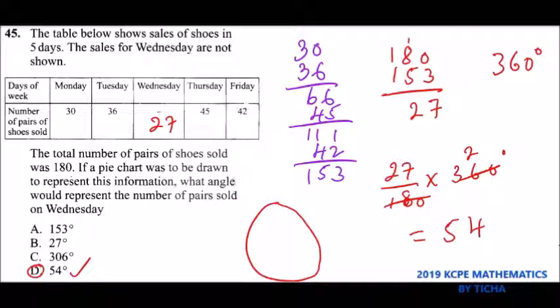So here you tested whether you understand the pie chart. We represent information in terms of degrees, where the total degrees around the pie chart is 360, so we can represent that information on the pie chart. So that's how you do that question.